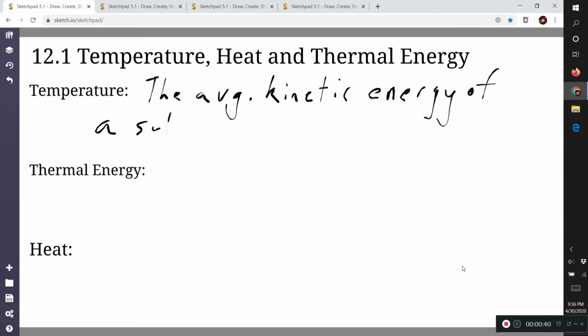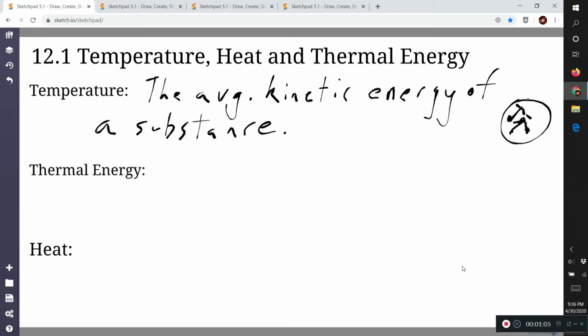So, when we're talking temperature, everything is made up of particles, atoms, molecules, what have you. And those atoms and molecules and everything are always in motion. So, the average of that motion is called the temperature.